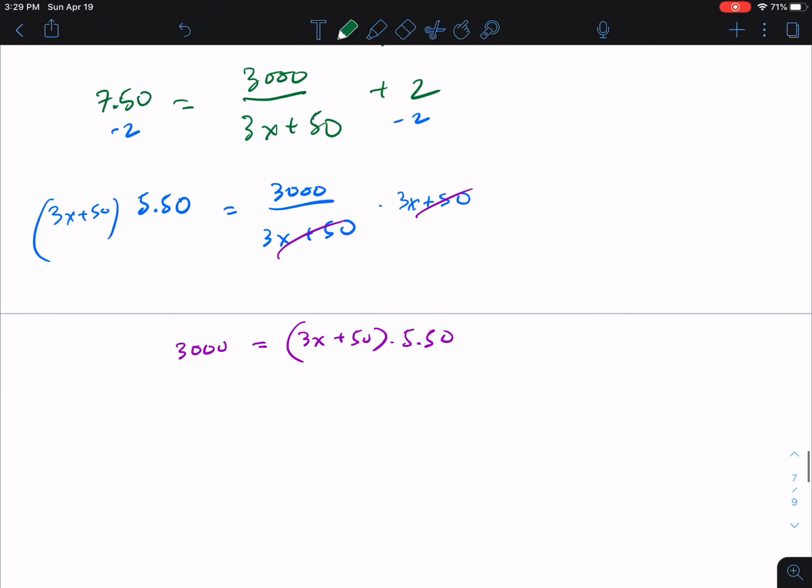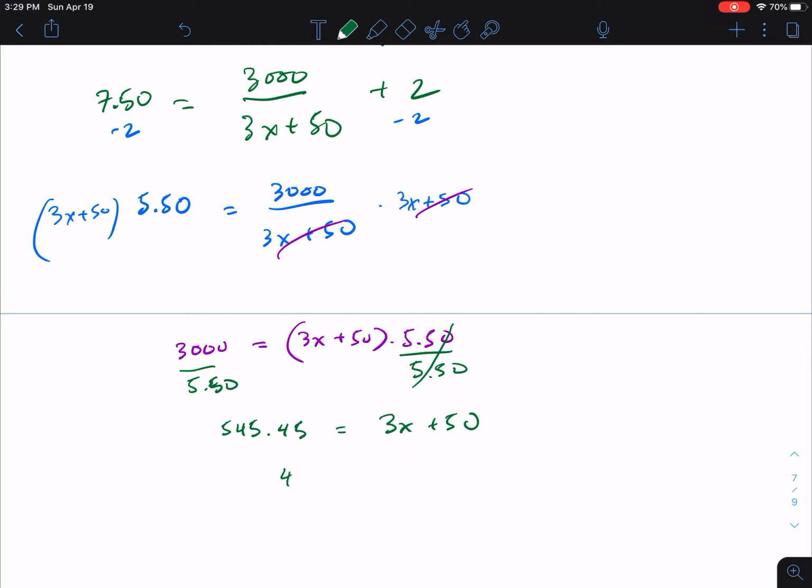All right, so we can actually distribute the $5.50 times 3x plus 50. But let's take the 3000 and divide by 5.5. Let's do that. So we're looking at 545.45 equals 3x plus 50. And then now we can subtract 50 from both sides.